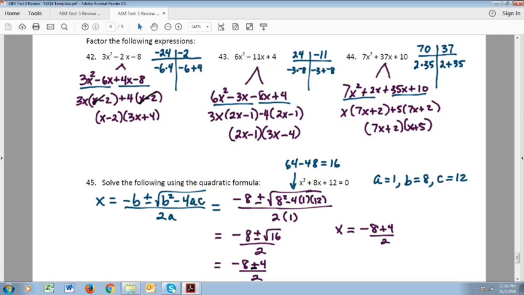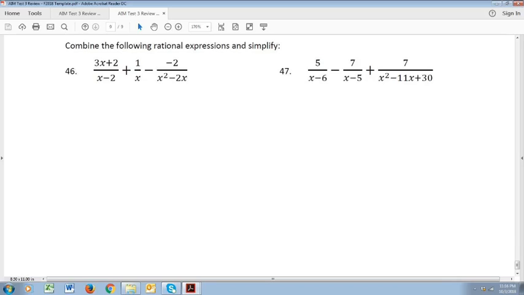So negative 8 plus 4 over 2 is one of my answers. That's negative 4 over 2, which would be negative 2. And the other answer would be negative 8 minus 4 over 2. Negative 8 minus 4 is negative 12. So we're going to end up with negative 6 there. All right, we got two more problems to go. We're going a little bit long, but we're going to go ahead and finish here.